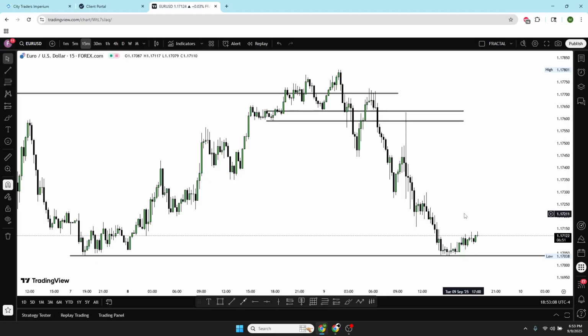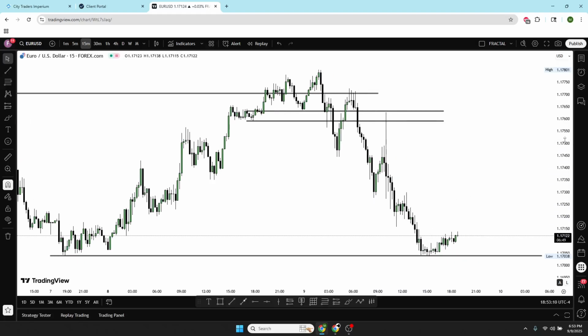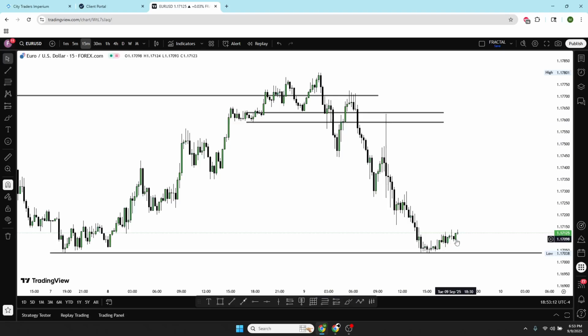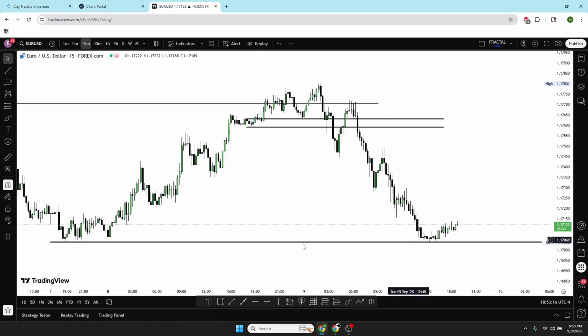So now we want to see if price can trade aggressively below this low, because we want to take the sell stops out of the market, not just play around it and build up more liquidity. Eventually, this low will be taken and sell stops will be taken out of the market.